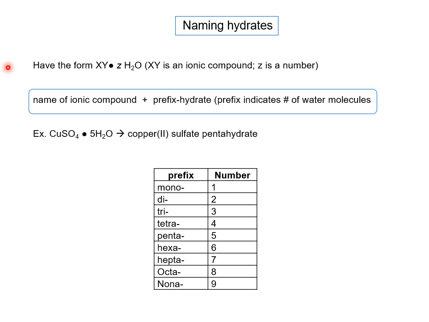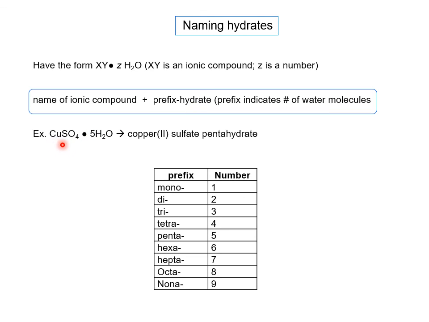Right? And then we're going to look at naming hydrates. So hydrates are ionic compounds. Remember, they are pure substances that have water molecules bonded to them chemically. So they're the ones that have the ionic compound formula, dot, some number of H2O. In order to name them, we just name them the same way as we would name the ionic compound. And then for the number of water molecules attached to it, we would put a prefix, followed by the word hydrate. And the prefix indicates how many water molecules there are.